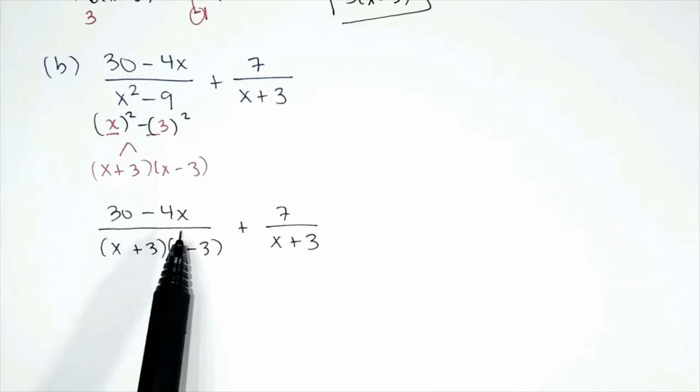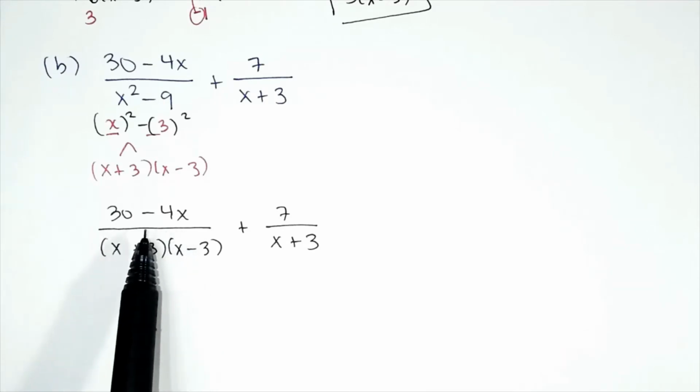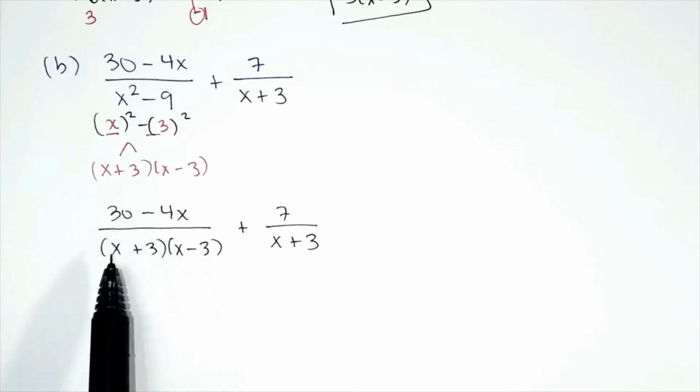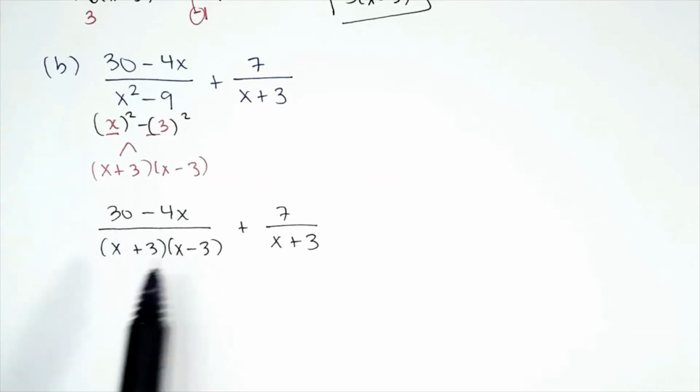The numerator is not in descending order. Do we have to? No, I mean, you can if you want, but it's not vital. It's more for the denominators. They have to be in descending order.